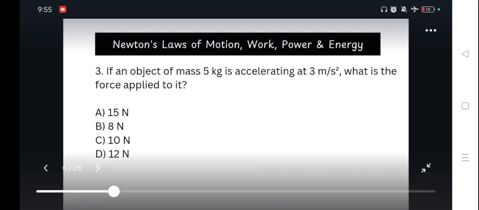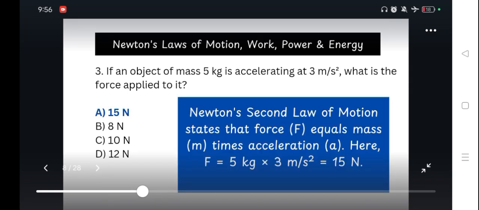Next, if an object of mass 5 kilograms is accelerating at 3 meters per second squared, what is the force applied to it? Here in this item, we are asked to determine the force. We are given the mass, which is 5 kilograms, and the acceleration, 3 meters per second squared. So given the mass and acceleration, how can we determine the force? And the answer is second law of motion.